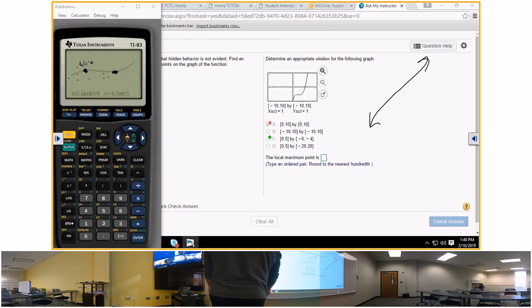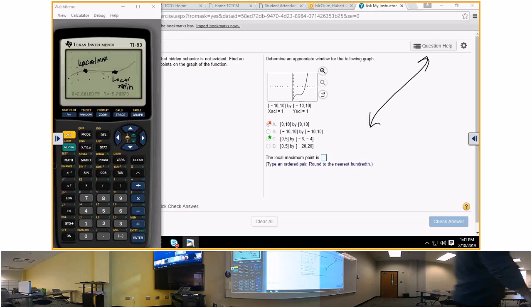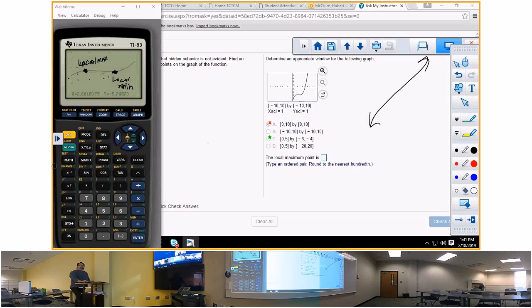Local max because it's the highest point, and then it goes down to a local min. Now, if you want to find those 2 points, then you hit second calculate, or I meant second trace. So I'm going to hit second, second trace, and I'm going to find the min, which is your 3. So I'm going to go down and hit 3, or the number 3, sorry.